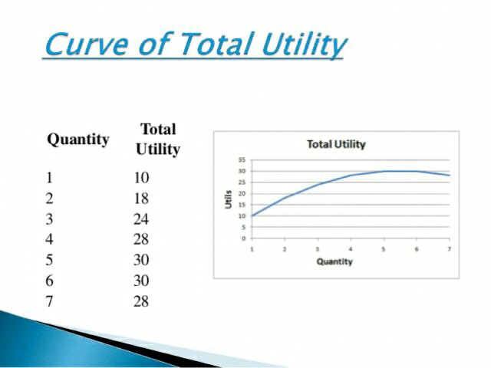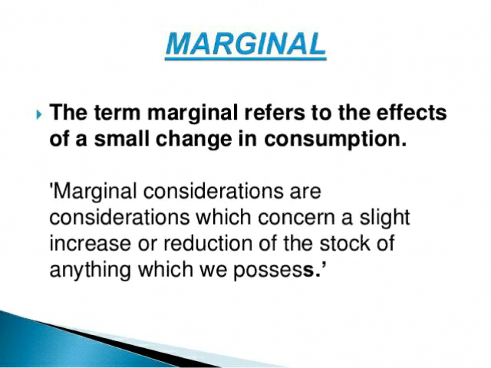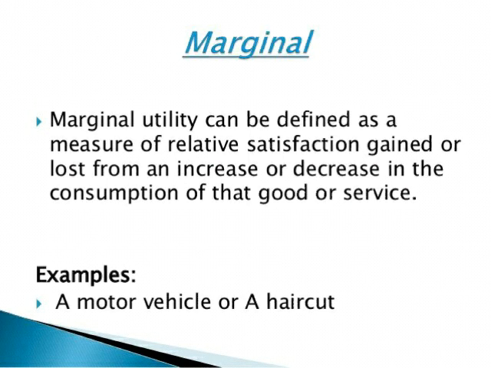Quantity is on the x-axis. Total utility is on the y-axis, and we can see that as we consume more and more units of quantity, total utility is increasing. Now come to the marginal term. The term margin refers to the effect of a small change in consumption. Marginal considerations concern a slight increase or reduction of the stock of anything which one possesses. Marginal utility can be defined as the measure of relative satisfaction gained or lost from an increase or decrease of consumption of goods, for example, a motor vehicle or a haircut.